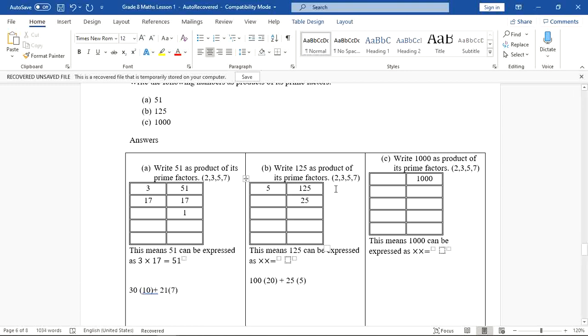Yes. We go back to our list. Can 2 divide 25? No. Can 3 divide 25? No.